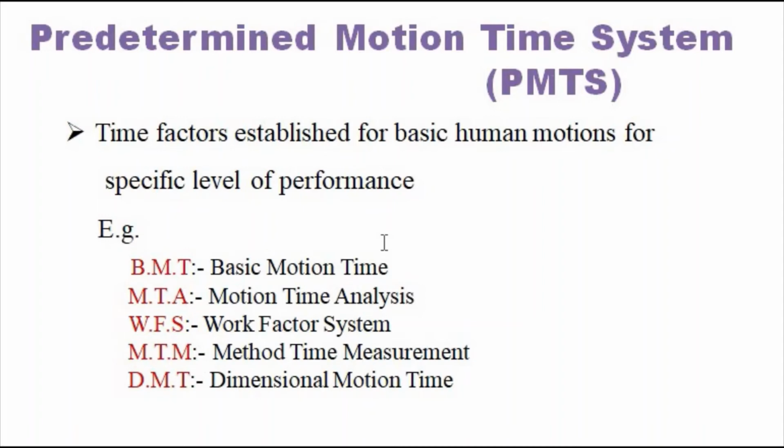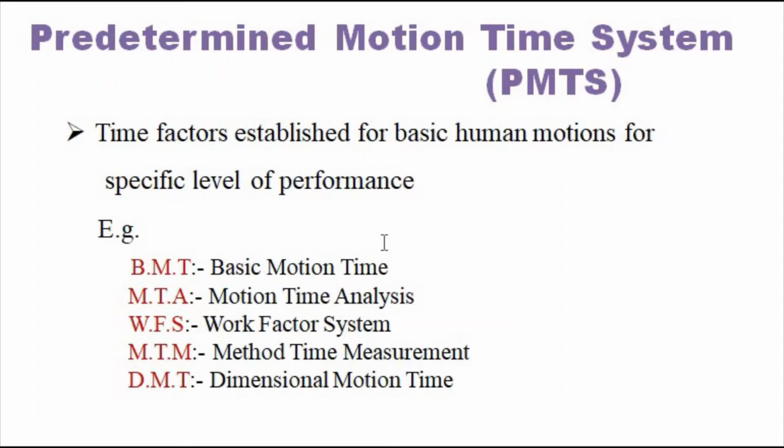rather than going for the stopwatch type methods. So generally different types of concepts are used for this PMTS technique, like basic motion time technique, motion time analysis, work factor system, method time measurement, and dimensional motion time. So these are some of the techniques used for the predetermined motion time system, and these are some of the techniques which are required for work measurement.